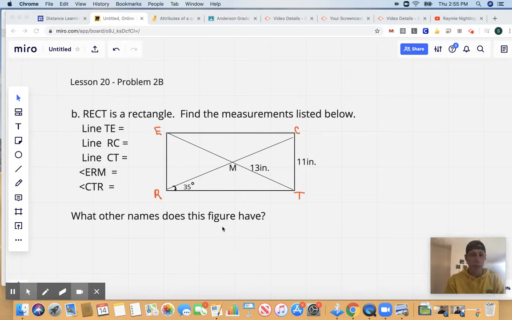Hi guys, welcome back. This is lesson 20, problem 2B. You should have your module books in front of you with a pencil and an eraser. We are going to go through this problem together.